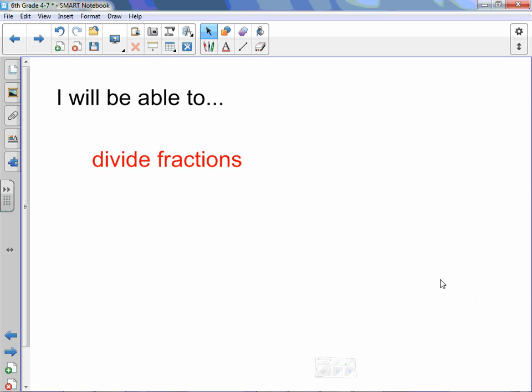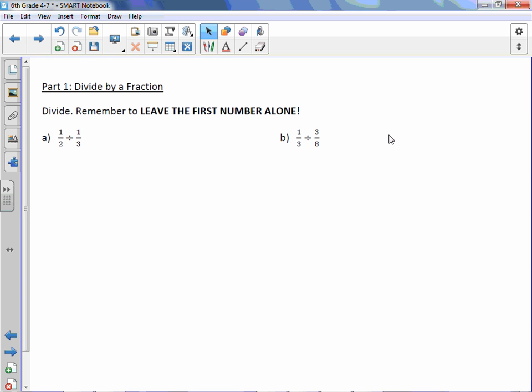Chapter 4, Lesson 7, Divide Fractions. You will be able to divide fractions. Remember, leave the first number alone. We are going to do this the same as the previous lesson, only this time we have fractions with fractions.